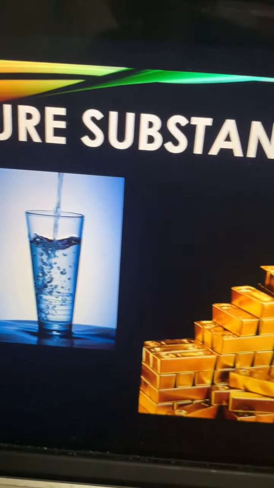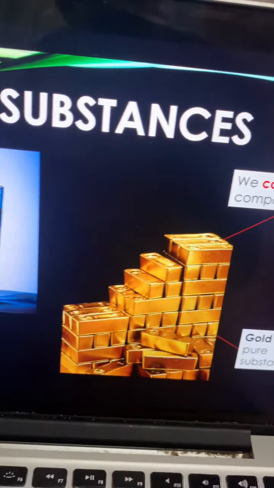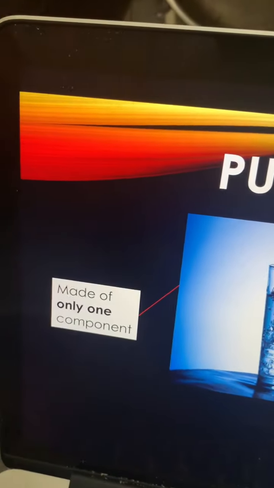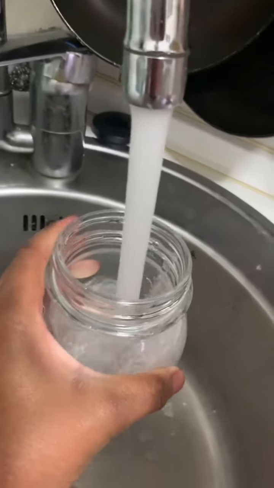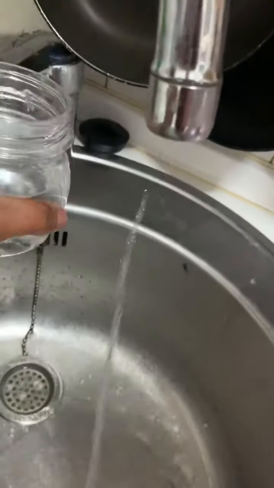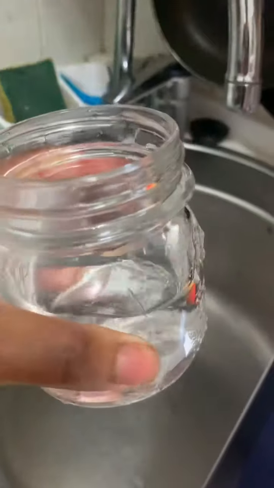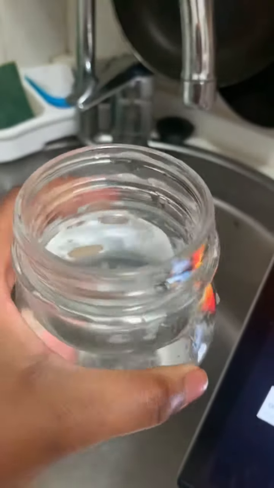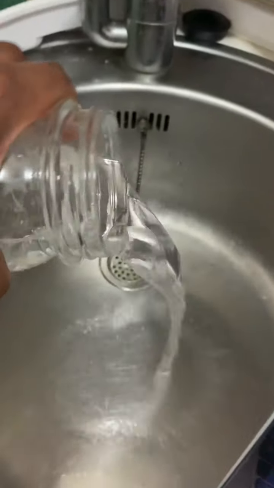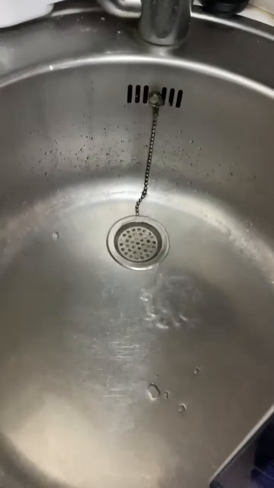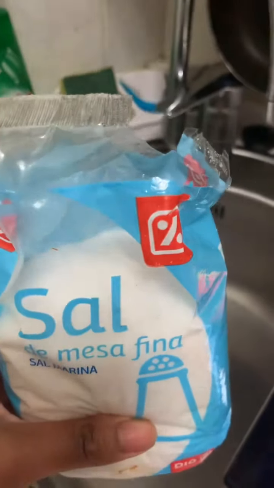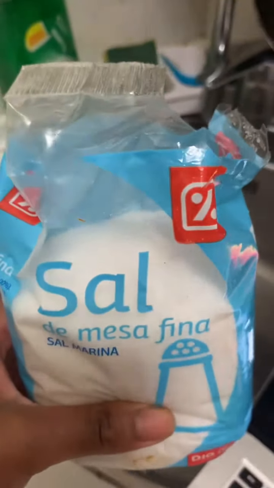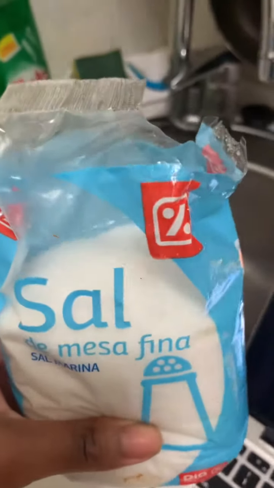Let's talk about types of matter. Matter can be a pure substance or a mixture. If it's a pure substance, this means it's only made of one component. Like water. Water is a pure substance and we can't see its components. Salt is another pure substance because it's only made of one component and we can't see it.